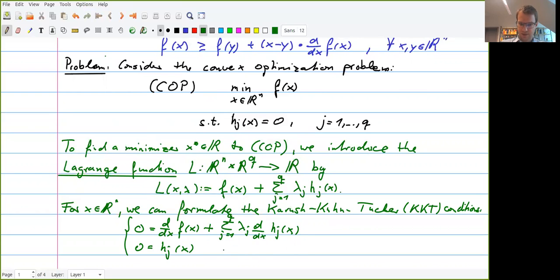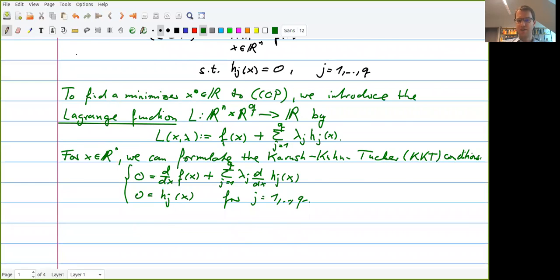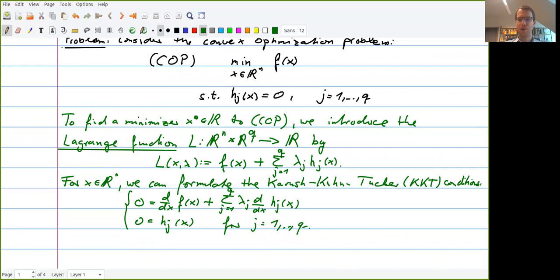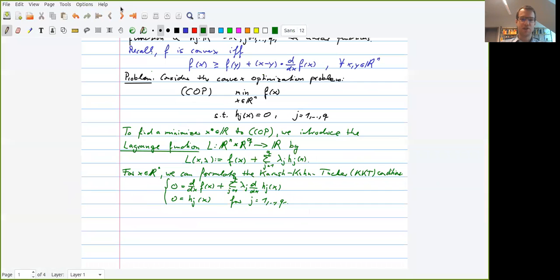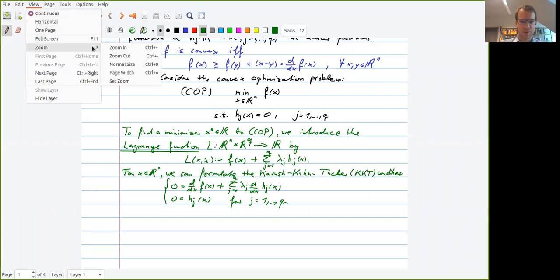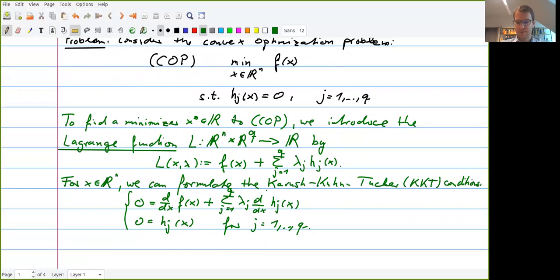Okay, and these are Q linear constraints, so you have to do it for all of them. And you won't be surprised that if you have a point x star and the corresponding Lagrange multiplier lambda star fulfilling this condition, it will be a maximizer or minimizer.